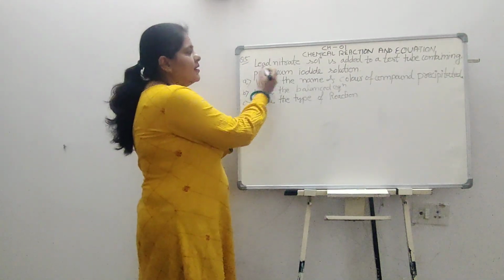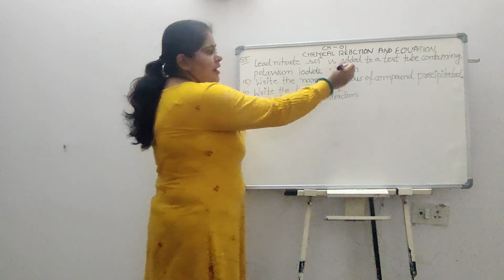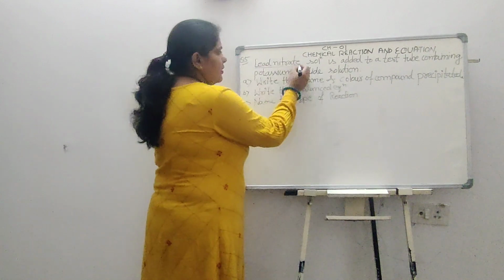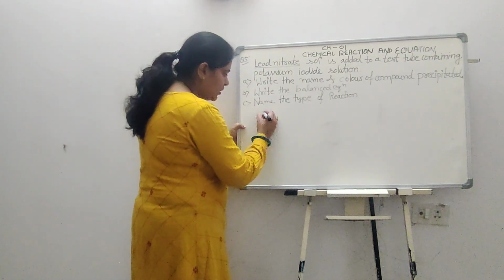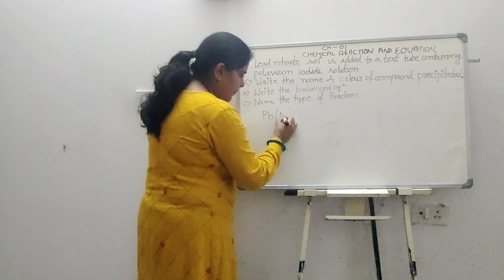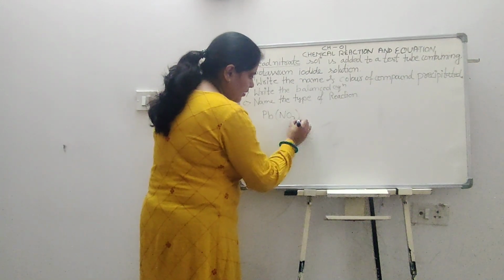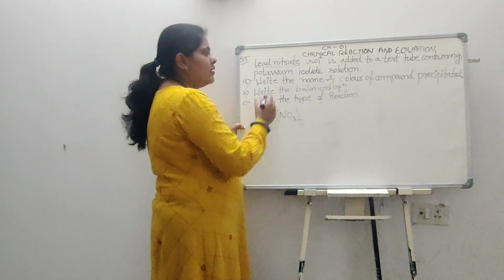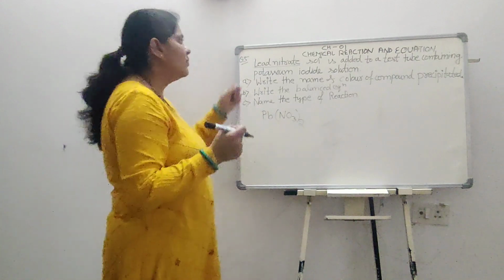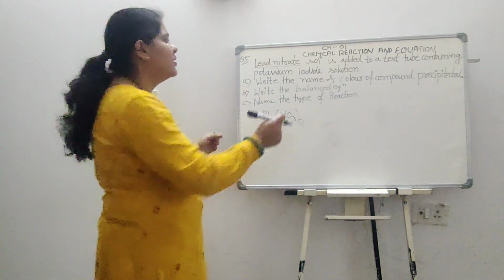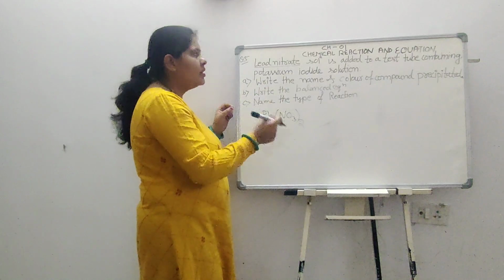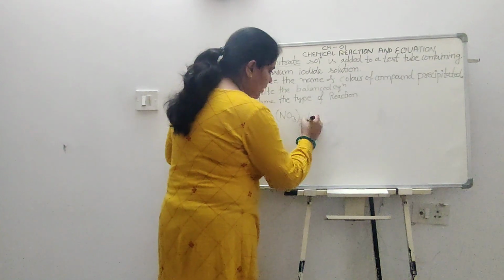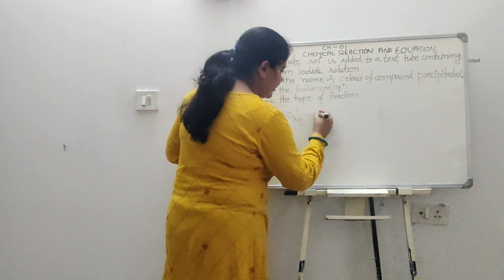Next question is, lead nitrate solution is added to a test tube containing potassium iodide solution. What is the formula of lead nitrate? Its formula is Pb(NO3)2. In one test tube you take lead nitrate solution, in another you take potassium iodide solution, then you transfer the lead nitrate solution to the potassium iodide solution. What is the formula of potassium iodide? It is KI.